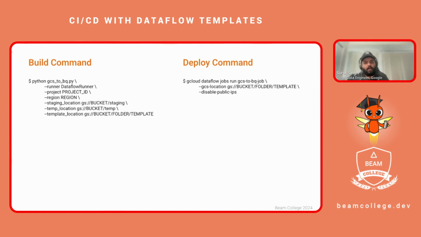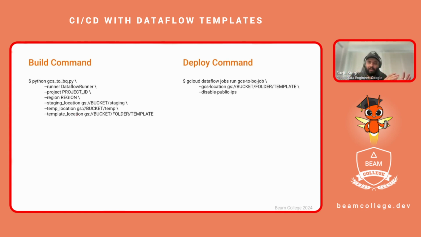Moving ahead, these are two commands which, while I was building this demo, I tested, and then I automated via YAML. The two commands which separate your build and deploy method: you have your Python code and you just build it with some specifications and you provide some required variables. The staging location is where all your staged libraries are stored when Dataflow downloads all the packages. The template location is basically where your specification file goes.